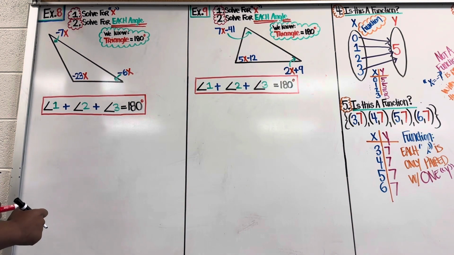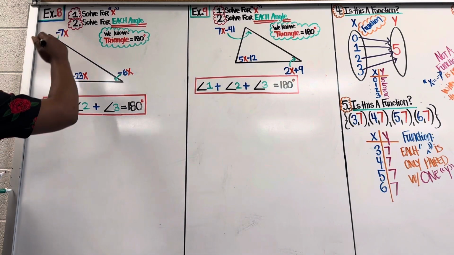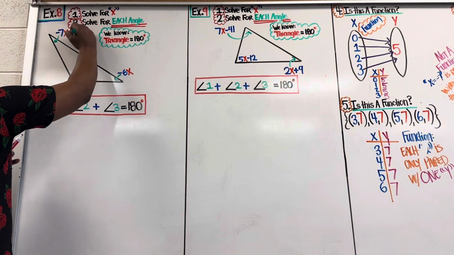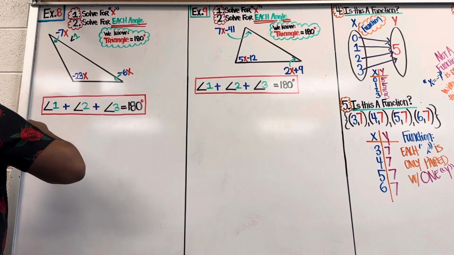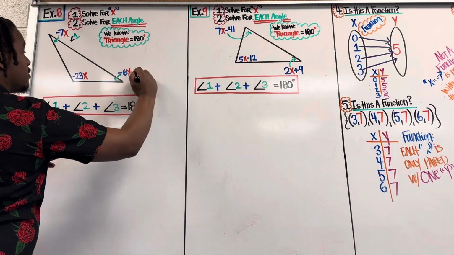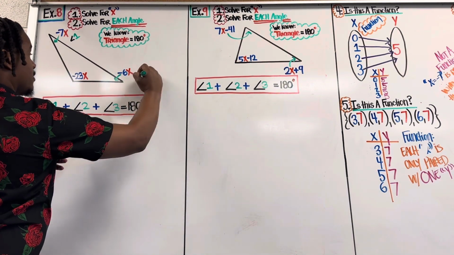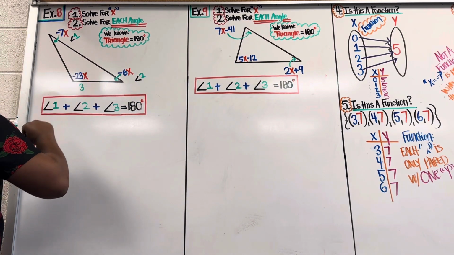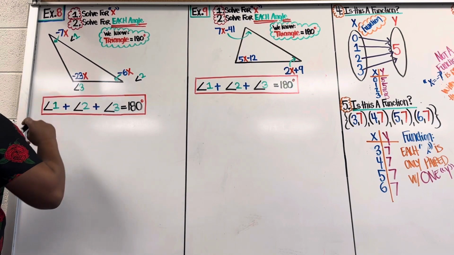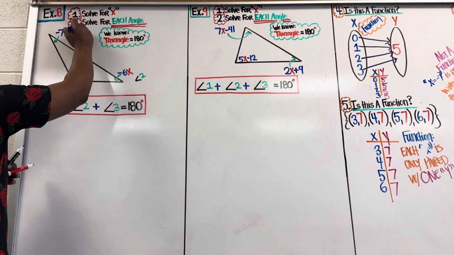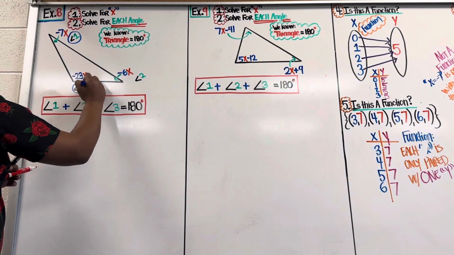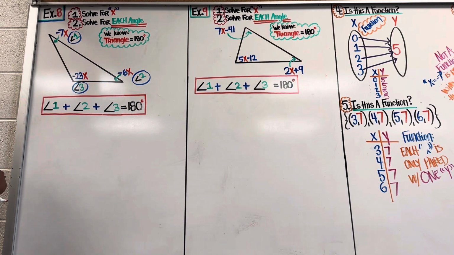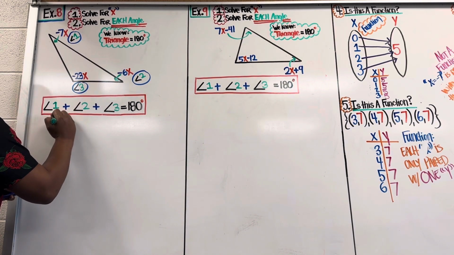So what we need to do is go ahead and label our angles. I'm gonna label this one as angle 1 up here, the negative 7x. I'm gonna label this one angle 2, the negative 6x. And I'm gonna label the negative 23x as angle 3. Let me just circle them so you can see. So that's angle 1, angle 2, angle 3. Now, all we're gonna do is plug into this formula.